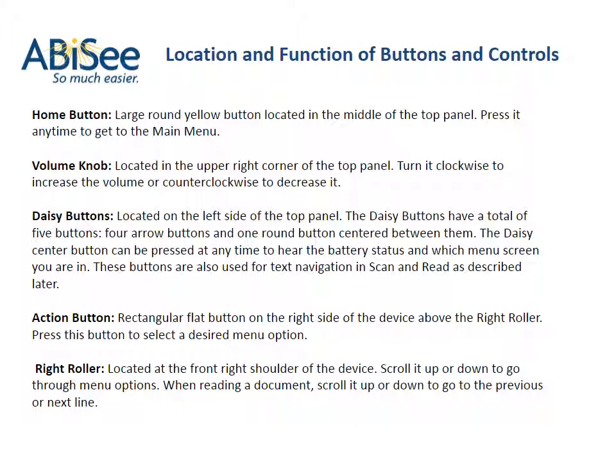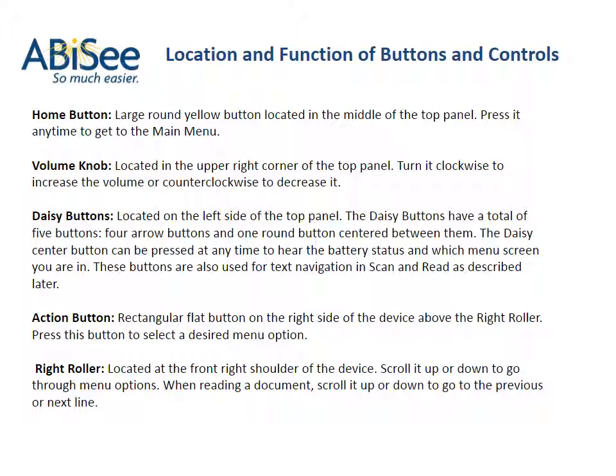Location and function of buttons and controls. Home button, large round yellow button located in the middle of the top panel. Press it any time to get to the main menu. Volume knob, located in the upper right corner of the top panel. Turn it clockwise to increase the volume or counterclockwise to decrease it.